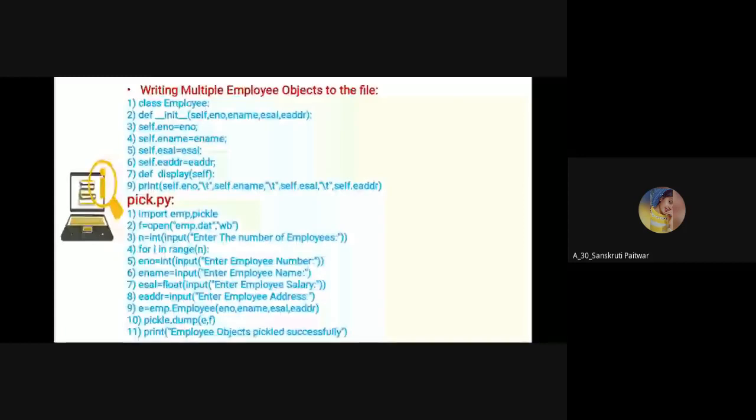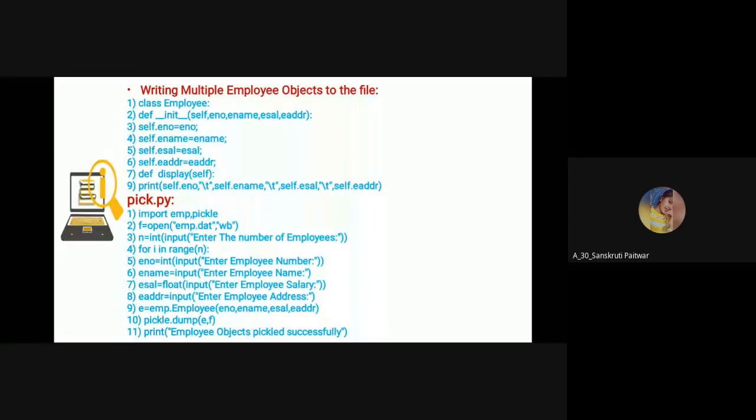So here one class is created. In that class, one constructor is there, which is accepting four parameters. And in that class, also one instance method is there, which displays all the instance variables. Okay. So this is a class Employee.